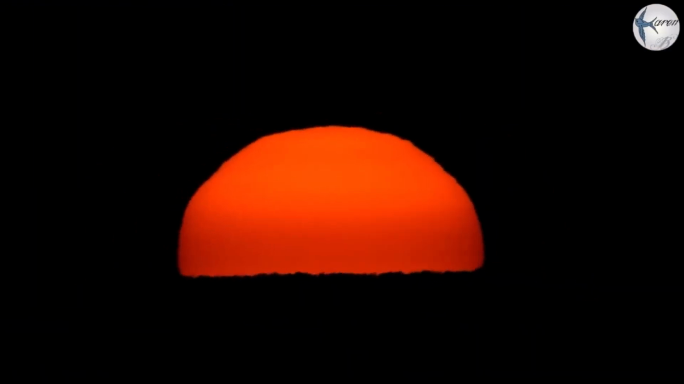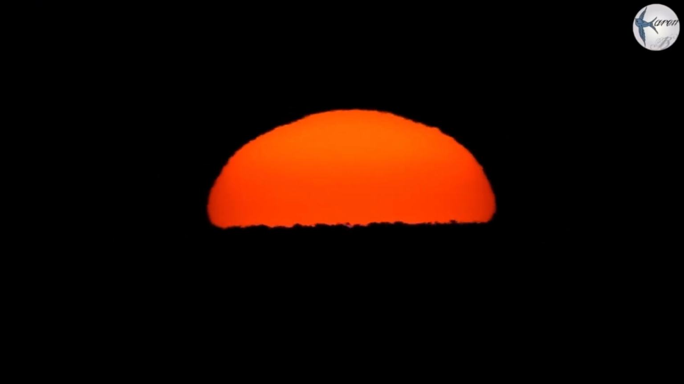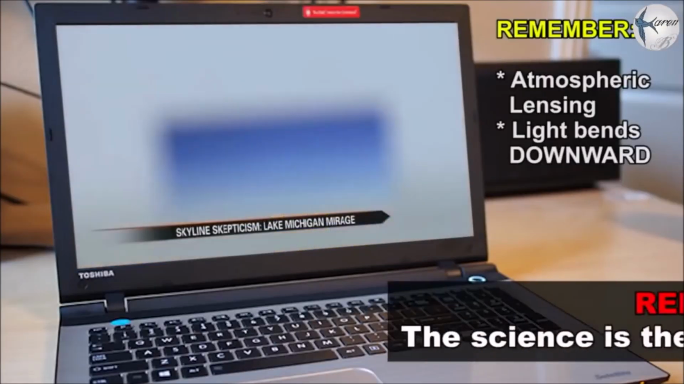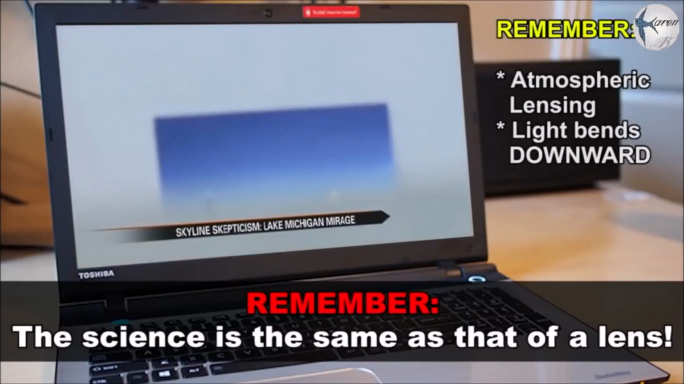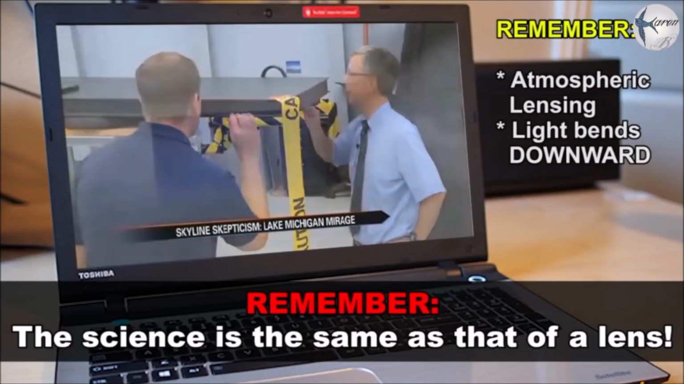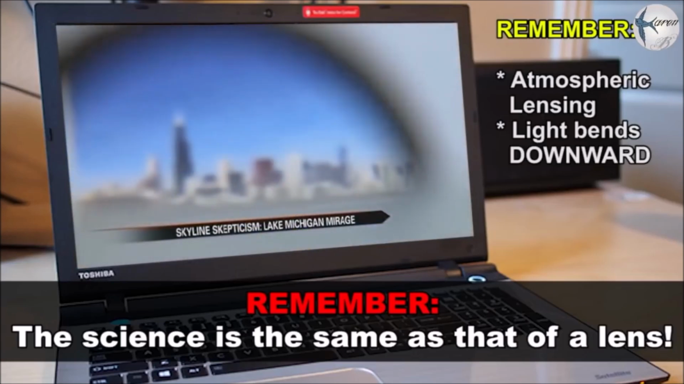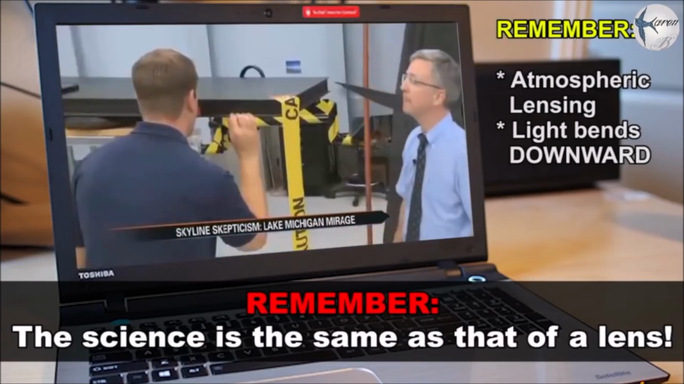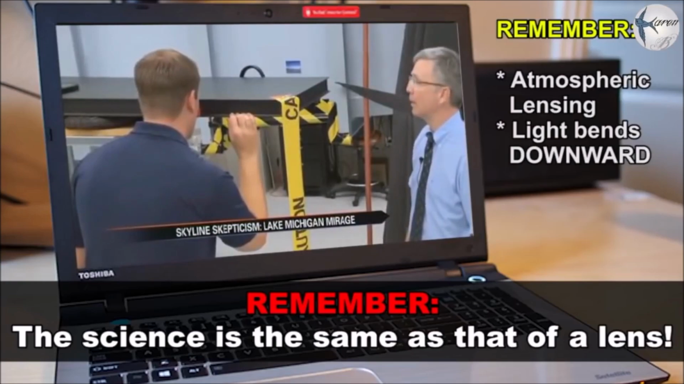The water vapor in the air acts like a lens. This is called atmospheric lensing in mainstream science and is explained here. The science is the same as that of a lens. Here's a simple example. So if you're looking at Chicago here, just maybe now you can just see the top of the Sears Tower, and if our simulated temperature inversion moves into place, hopefully now you can see pretty much all of Chicago, see all the lower buildings, including what's at ground level. So the atmosphere really is acting like a lens.